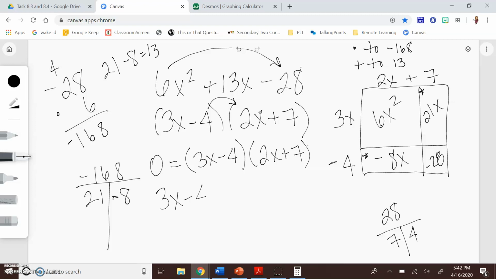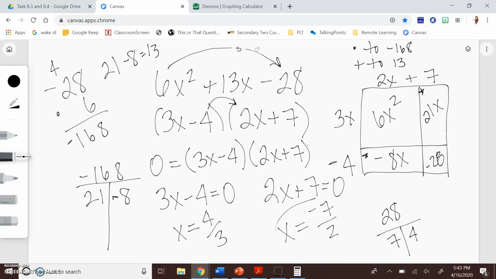So when is 3x minus 4 equal to 0? What's the value of x? And what's the value of x when 2x plus 7 equals 0? Well, these are two-step equations, so we add 4 and divide by 3. x equals 4/3. And we subtract 7 and divide by 2, so x equals negative 7/2. And those are the roots of a quadratic equation. So that's my thought process for how to solve a quadratic equation where a is not equal to 1, and these three terms did not have a common factor.